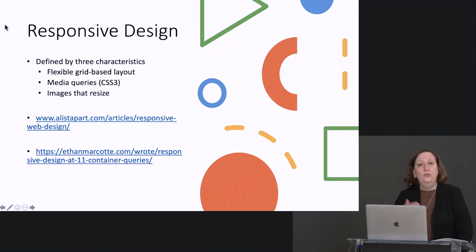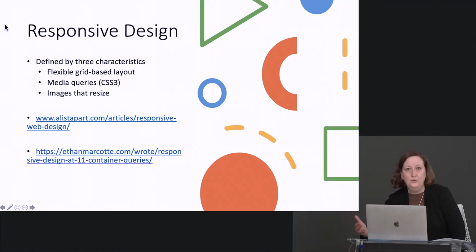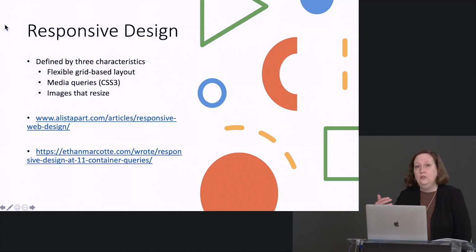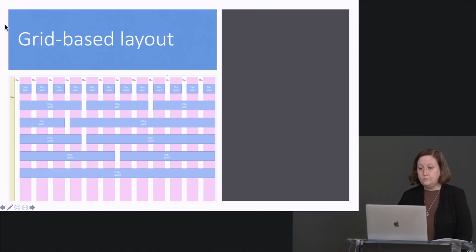And so fortunately, Flexbox has since gone through several iterations and become well supported by browsers. So the grid-based layout is much easier than it used to be. The images that resize have come a long way. We're going to talk a lot about those. And of course, we're going to work with media queries all through this course.